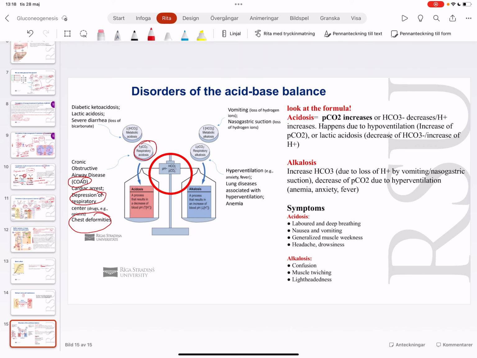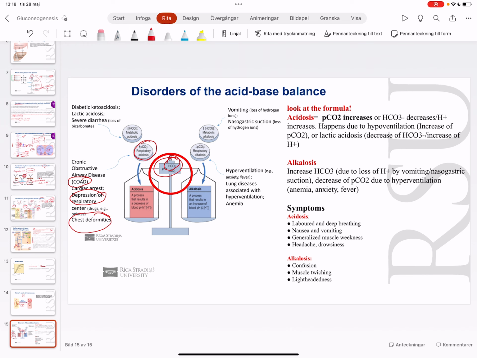Alkalosis is, once again, just look at the formula. Alkalosis means that there will be a higher pH, and this can be due to higher amounts of bicarbonate ions. And we will get higher amounts of bicarbonate ions if we vomit. That will lead to loss of hydrogen ions. If you vomit, then the gastric juices will be vomited as well, together with the hydrogen ions, but the bicarbonate ions will stay, and this will lead to an increase of them.